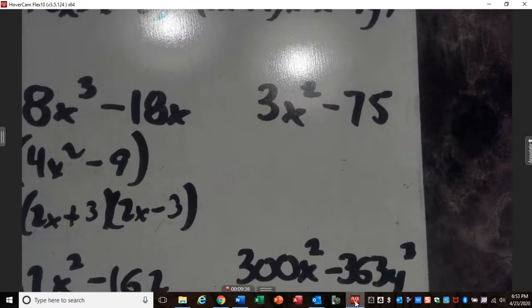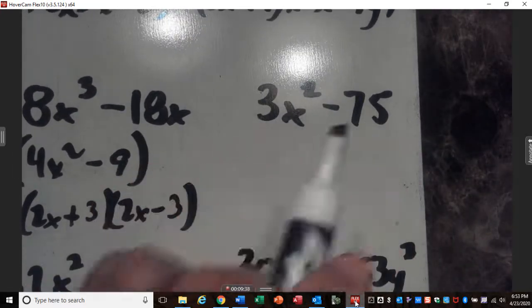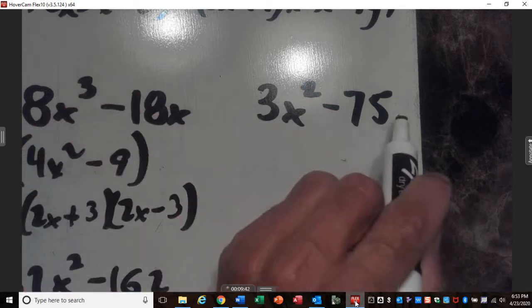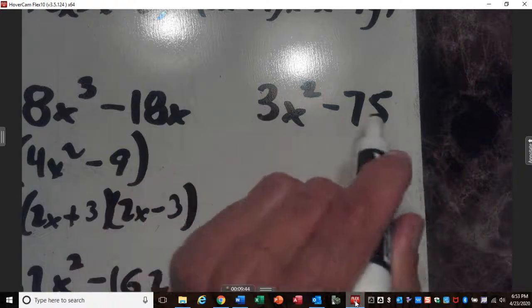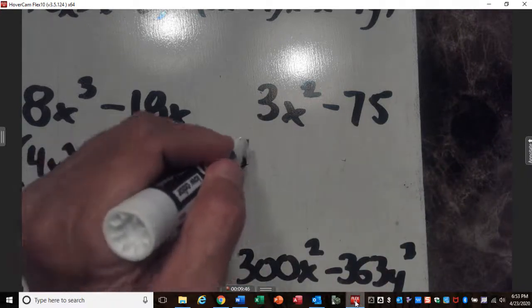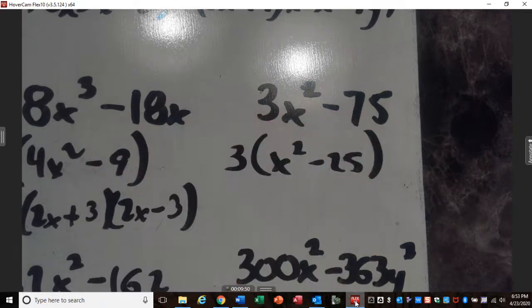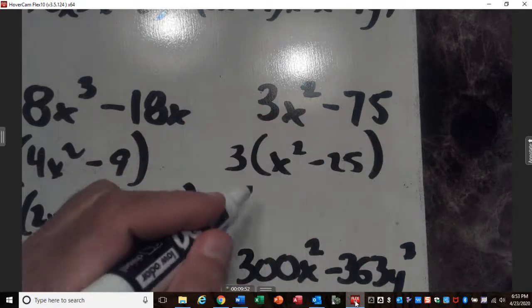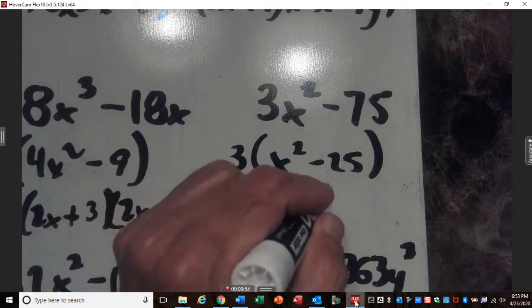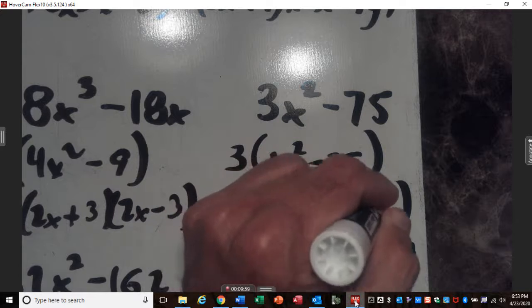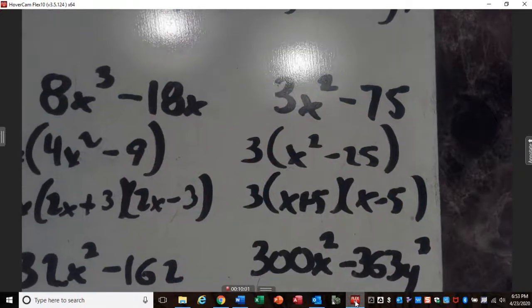Okay, same thing here. These are not perfect squares, but that's okay. 3 goes into both these numbers. And by the way, there's no x here, so you can't factor an x out. We can only factor a 3. So we're going to take a 3, factor it out, and we're going to get x squared minus 25. You should know that now. So 3, open your parentheses, and you have x plus 5 and x minus 5.